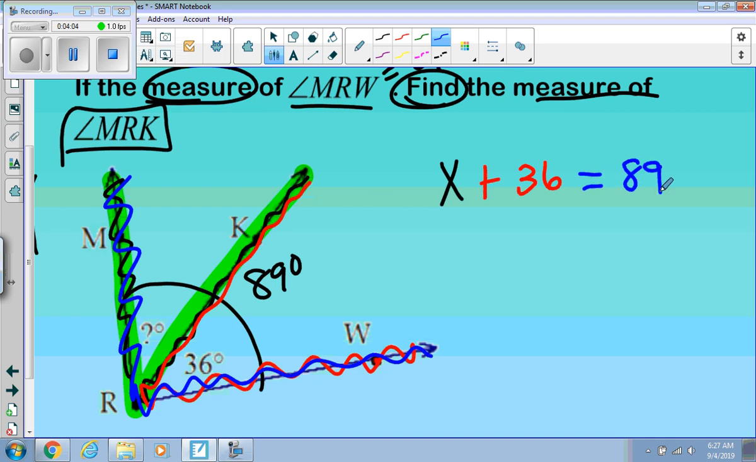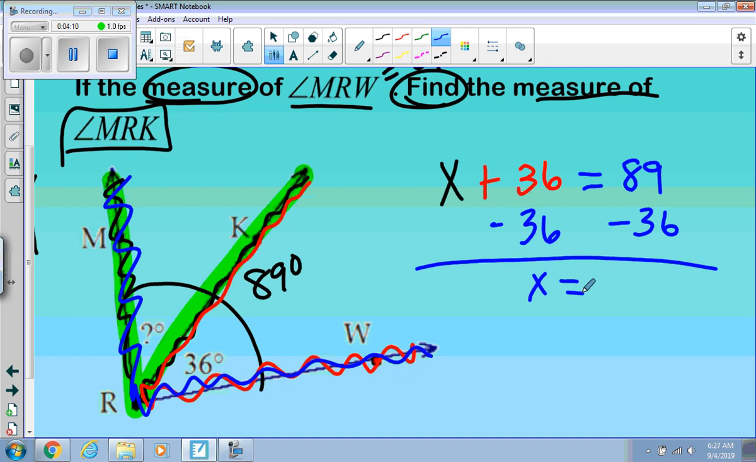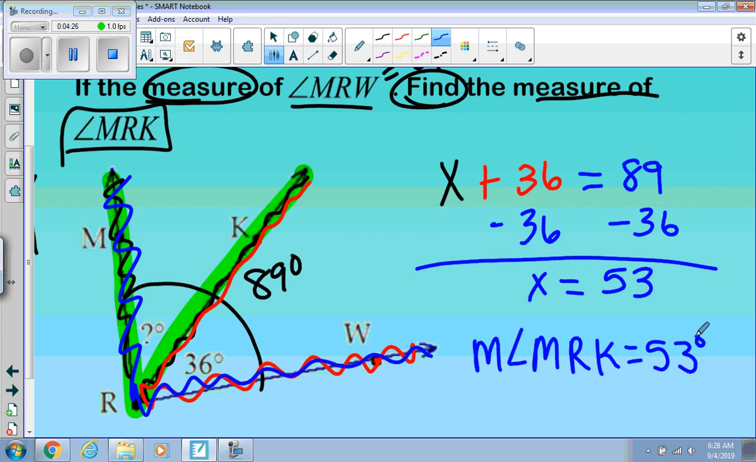Okay, so we subtract 36 from both sides. And we get that angle to be 53 degrees, but I'm going to label it the way I need to. So the measure of angle MRK equals 53 degrees. Now remember, this is an angle, so we need a degree symbol here. Again, part plus part equals our entire whole.